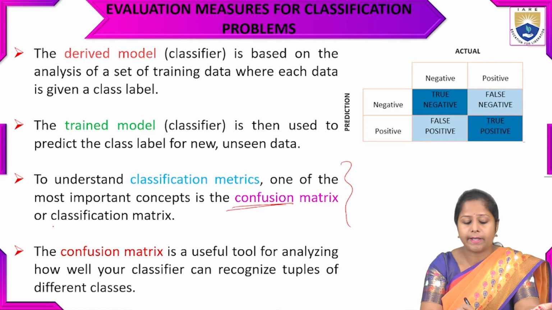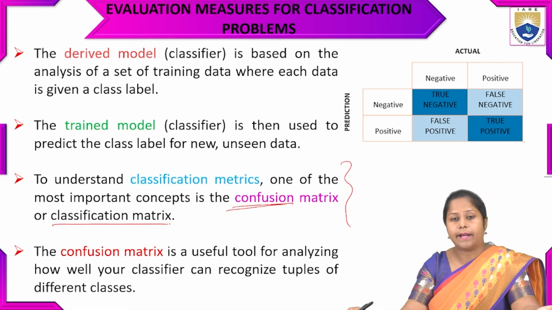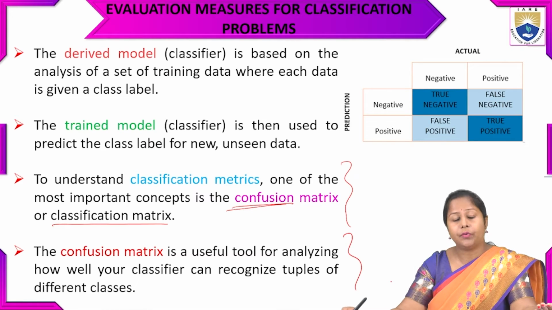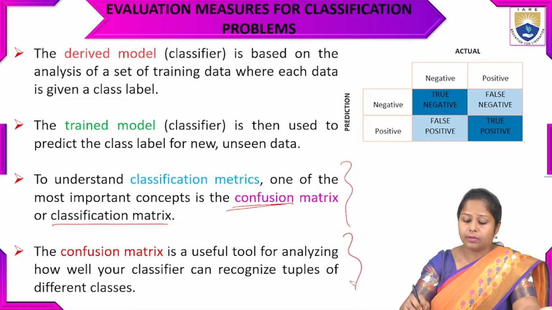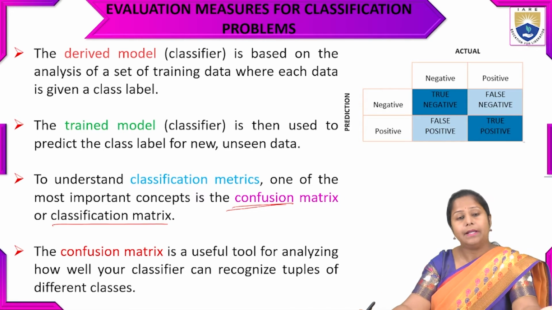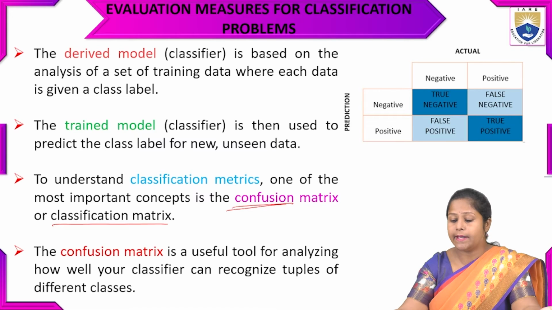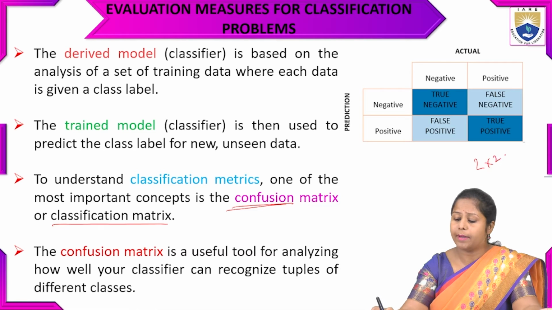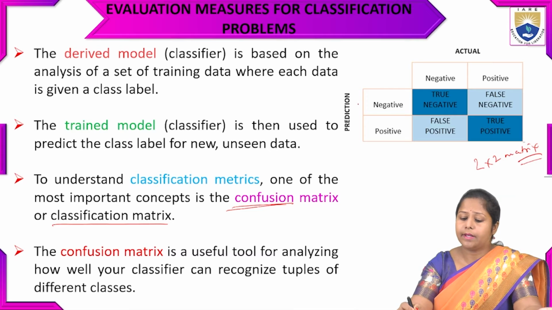Sometimes we call it a classification matrix. The confusion matrix is a very useful tool for analyzing how well your classifier is recognizing tuples of different class levels, different classes. On the right-hand side in this figure, we see a 2 by 2 matrix. On the left-hand side we have the prediction classes.